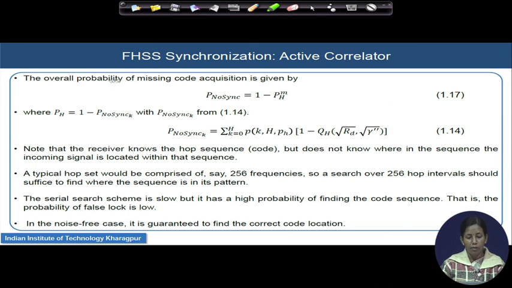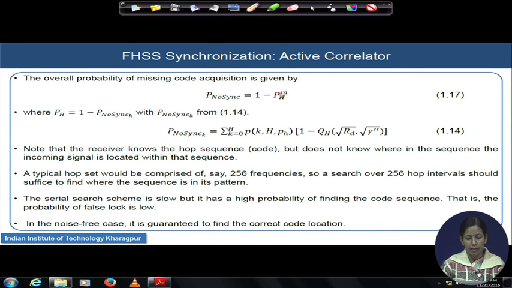Similarly, the overall probability of missing the detection, if it is given by the expression of no synchronization, will obviously be 1 minus the probability of h, the whole to the power small m. This probability of h, p of h, is basically 1 minus probability of no sync for one dwell time based synchronization indication, or decision taken based on one sequence. 1 minus p of no sync gives the overall probability of missing.